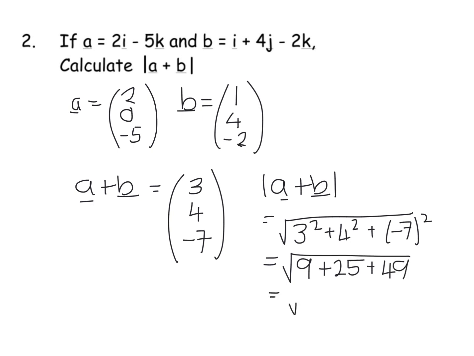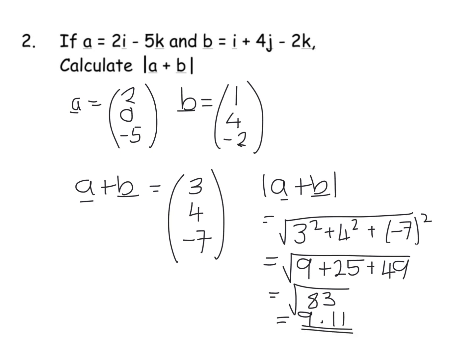And if we add them all up, we get 83. Now, a lot of the times these can be expressed as surds, but 83 isn't one that simplifies at all. So you can simply take the square root of 83 or leave it as a surd. But the square root of 83 would give you 9.11 to 2 decimal places.